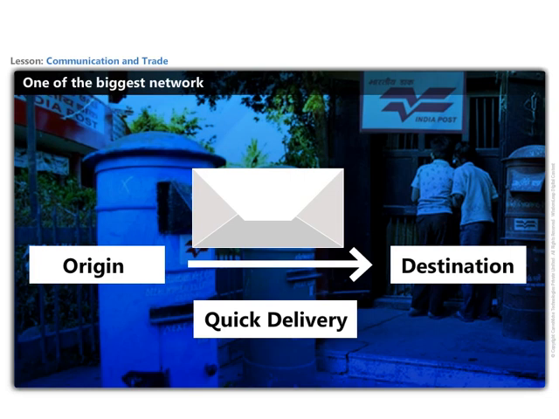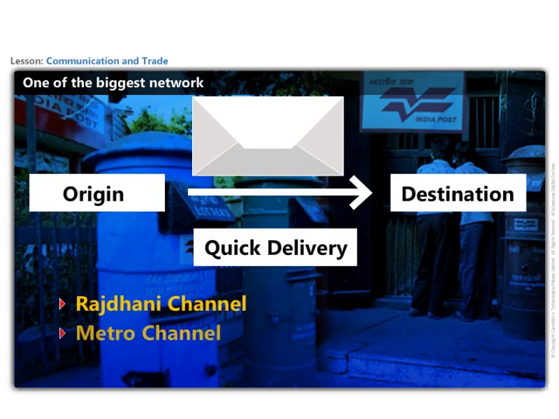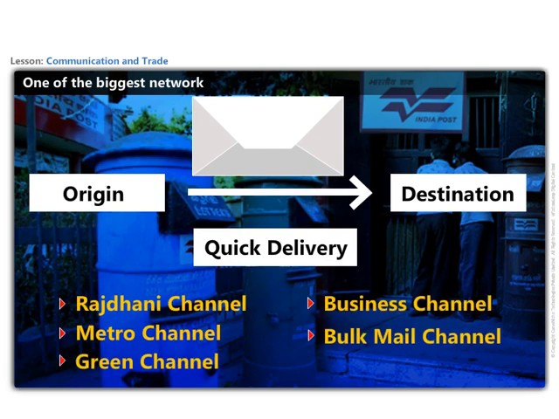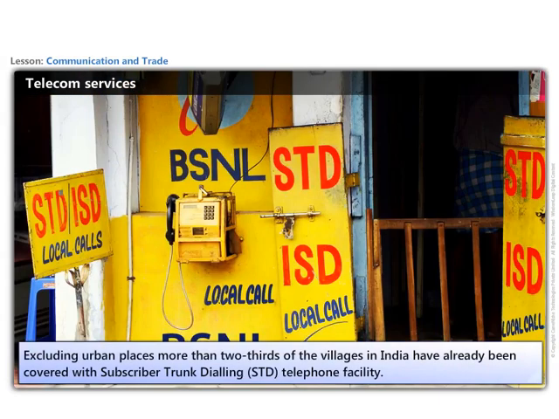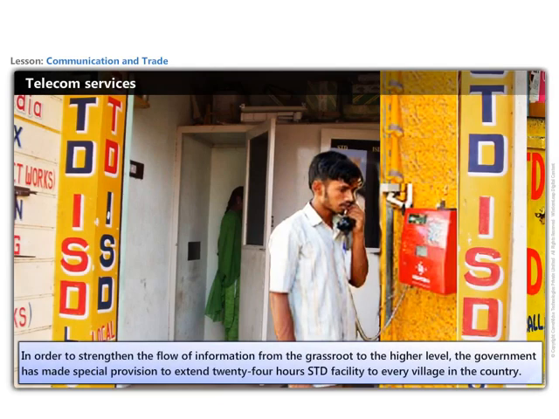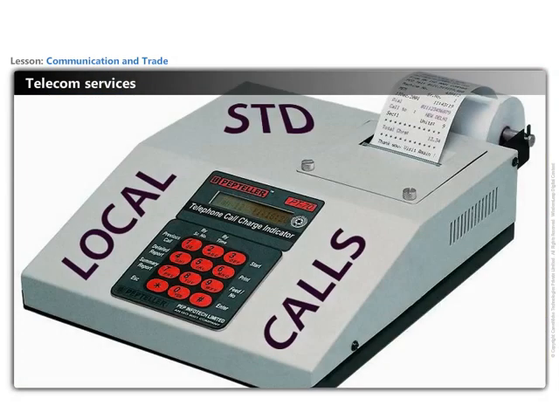To facilitate quick delivery of mails in large towns and cities, 6 mail channels have been introduced. They are called Rajdhani Channel, Metro Channel, Green Channel, Business Channel, Bulk Mail Channel, and Periodical Channel. India has one of the largest telecom networks in Asia. Excluding urban places, more than 2/3 of the villages in India have already been covered with subscriber trunk dialing (STD) telephone facility. In order to strengthen the flow of information from the grassroots to the higher level, the government has made special provision to extend 24 hours STD facility to every village in the country. There is a uniform rate of STD facilities all over India.